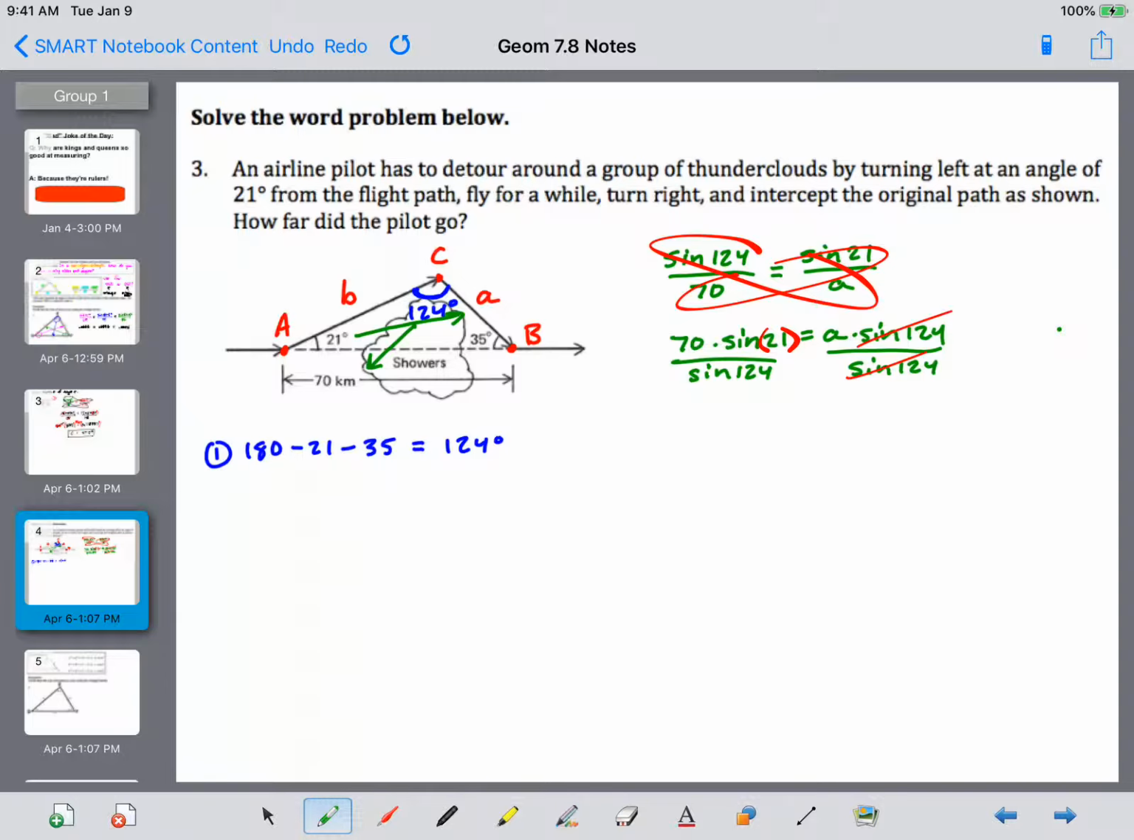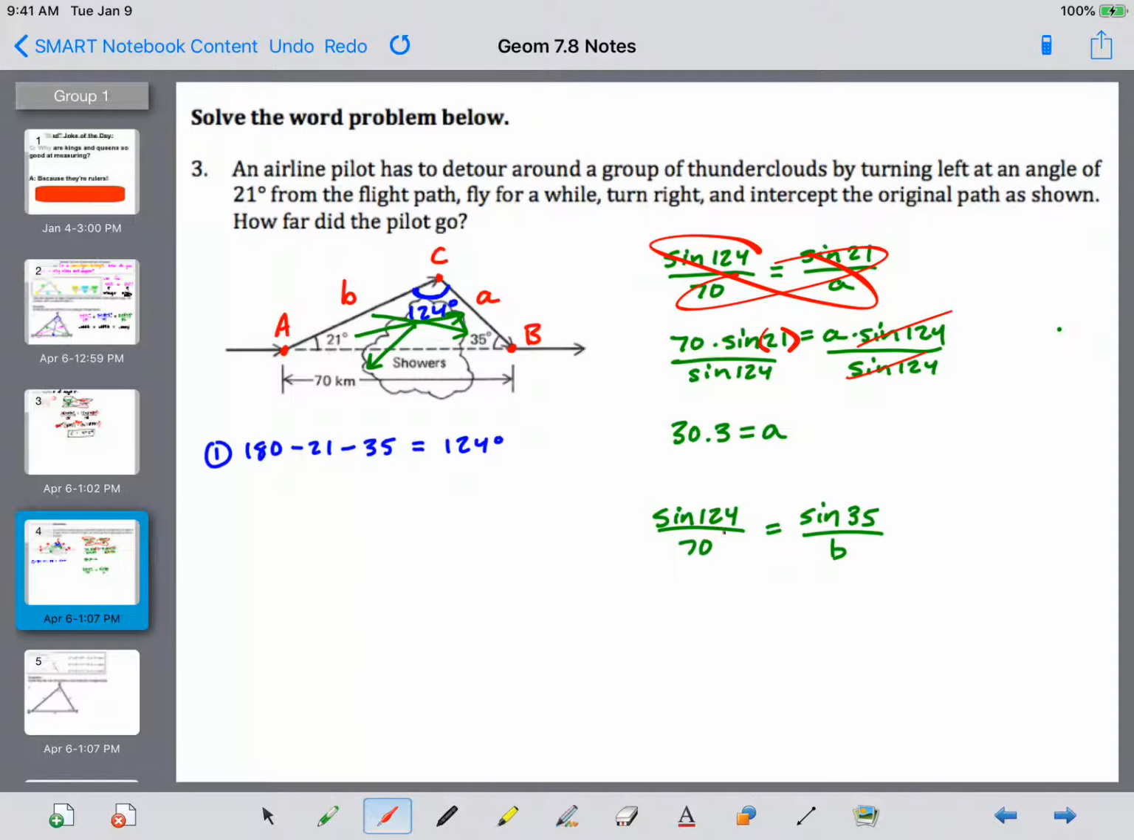If you do that, you end up with 30.3 as your A value. Okay, and now we just have to find B. So that's our second part here. We're still going to set up the sine of 124 over 70. But now over here to find B, we're going to use 35 degrees. So we'll set up sine of 35 degrees over B.